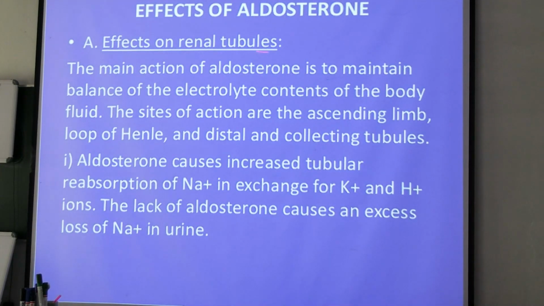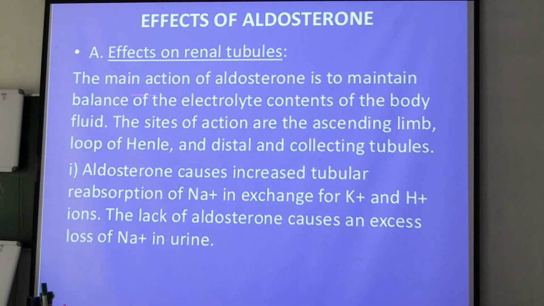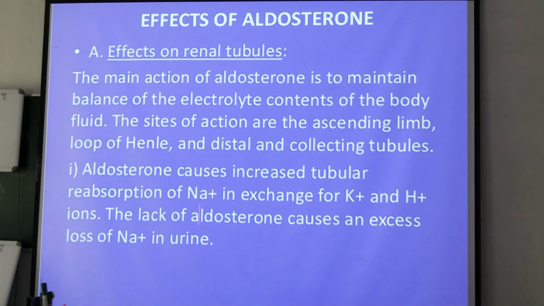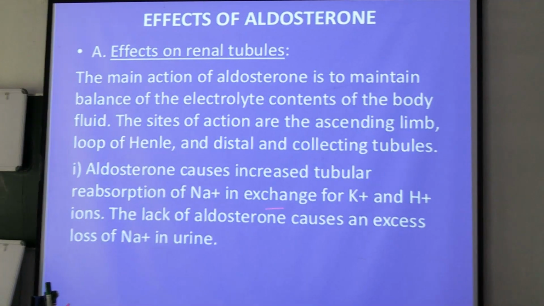Next, what are the effects of aldosterone? Aldosterone is a mineralocorticoid acting on the renal tubules. The main function of aldosterone is to maintain the balance of the electrolyte contents of our body fluid, and the sites of action are the ascending limb of loop of Henle, distal tubule and collecting tubules. Aldosterone causes increased tubular reabsorption of sodium in exchange for potassium and hydrogen, and the lack of aldosterone causes an excessive loss of sodium in the urine. Sodium level will decrease in blood.